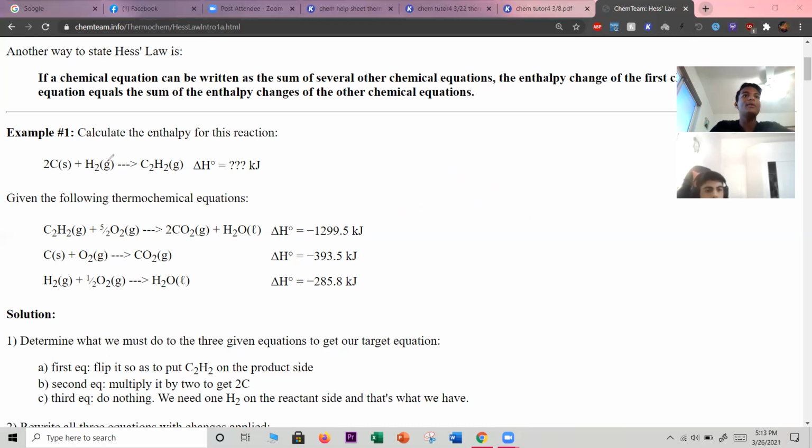So here are the steps I recommend to rearrange these. It's basically three equations, and at the end you add them all up and have them equal this. So this should equal 2C plus H2, that type of stuff. Get it? Okay, so now let me take you through the steps. I'll show you how to approach this problem, then I'll let you do the other one, okay? So calculate the enthalpy for this reaction.